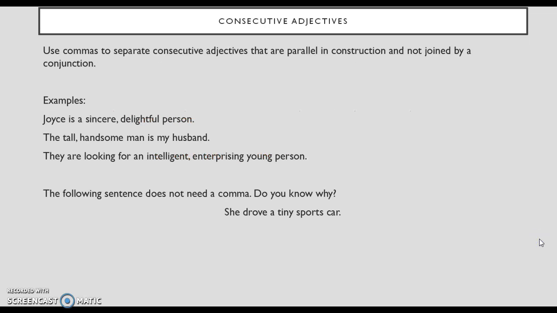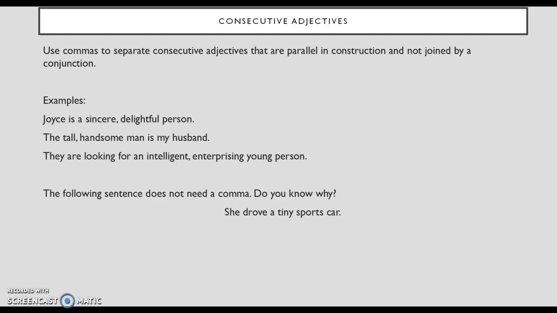Consecutive adjectives. Use commas to separate consecutive adjectives that are parallel in construction and not joined by a conjunction. For example, Joyce is a sincere, delightful person. You could say Joyce is a sincere and delightful person, and it would still make sense, but in this case you want to put a comma instead of an "and."